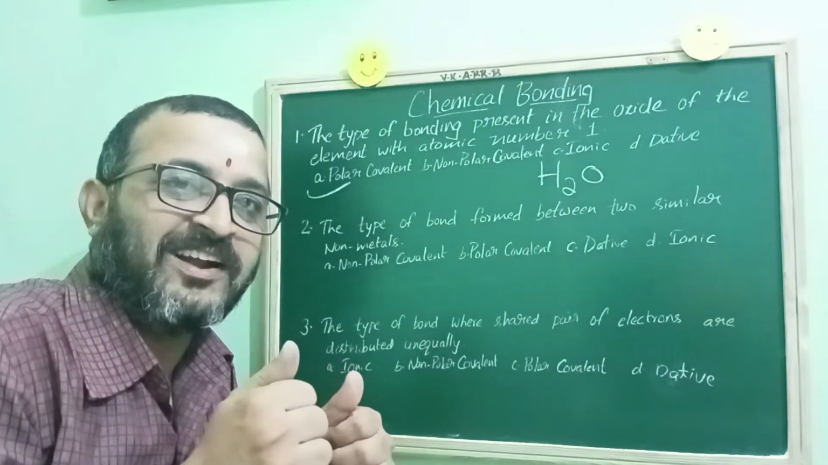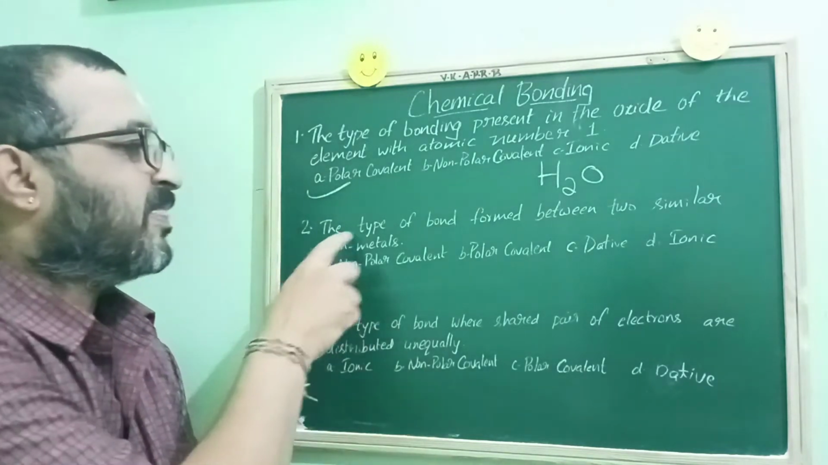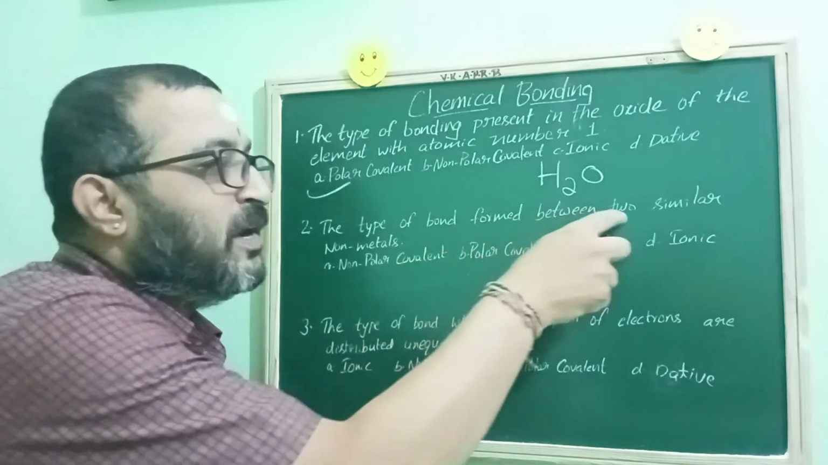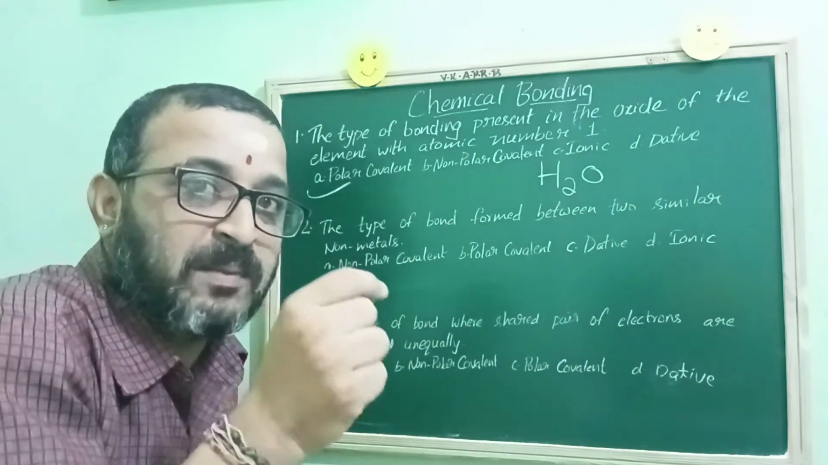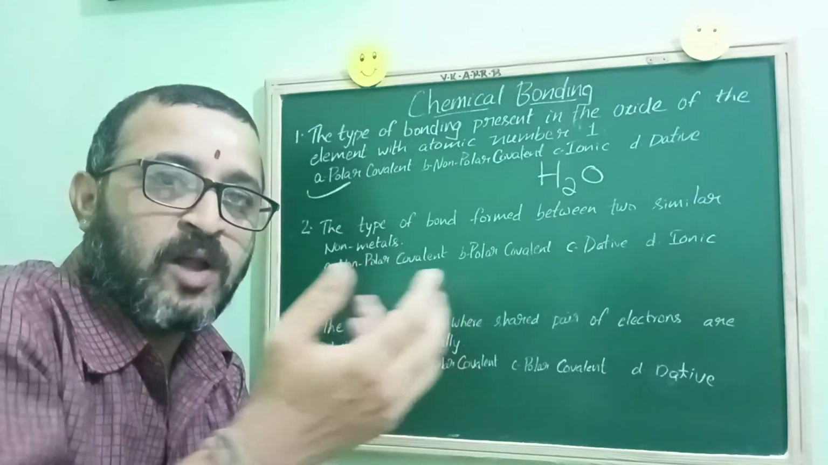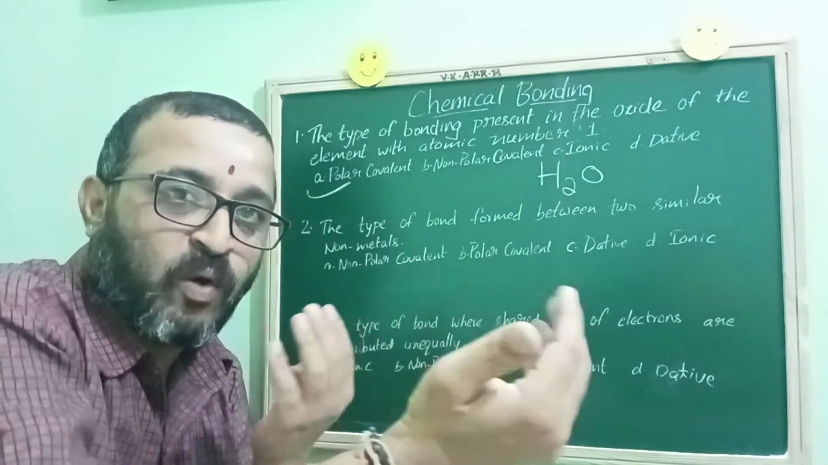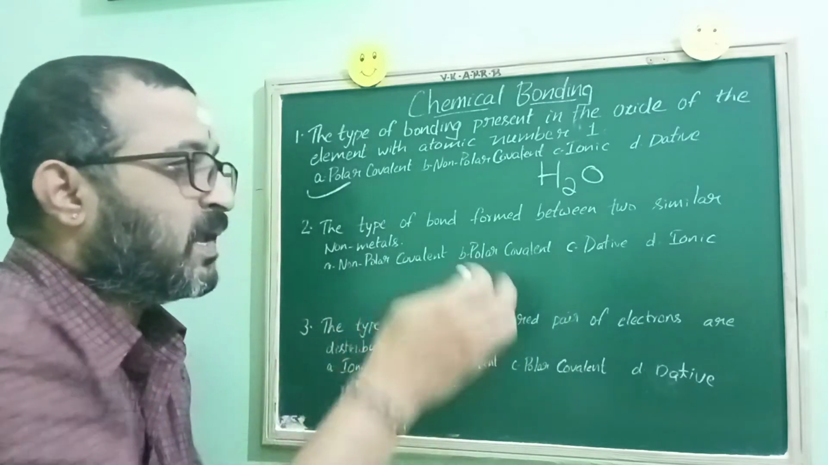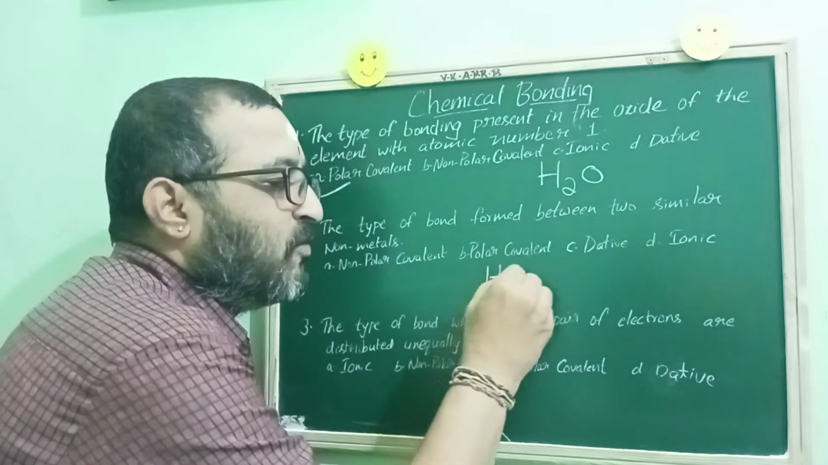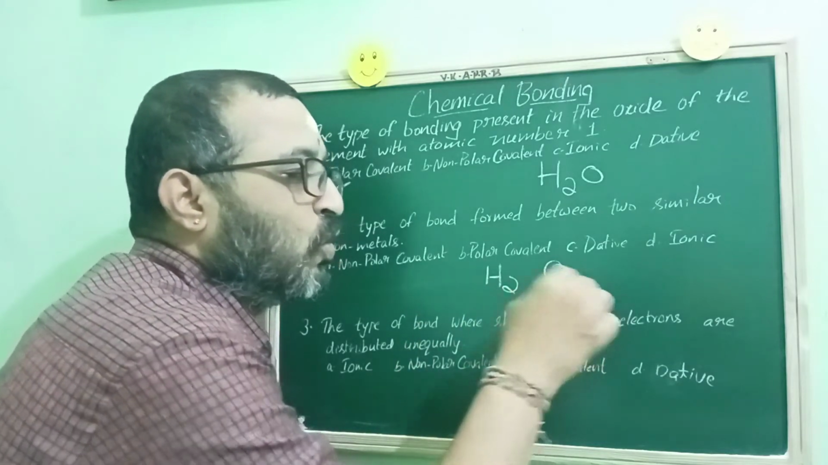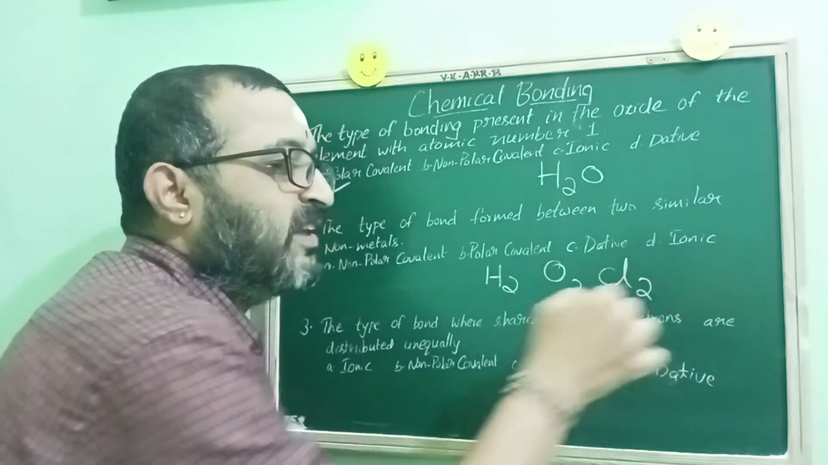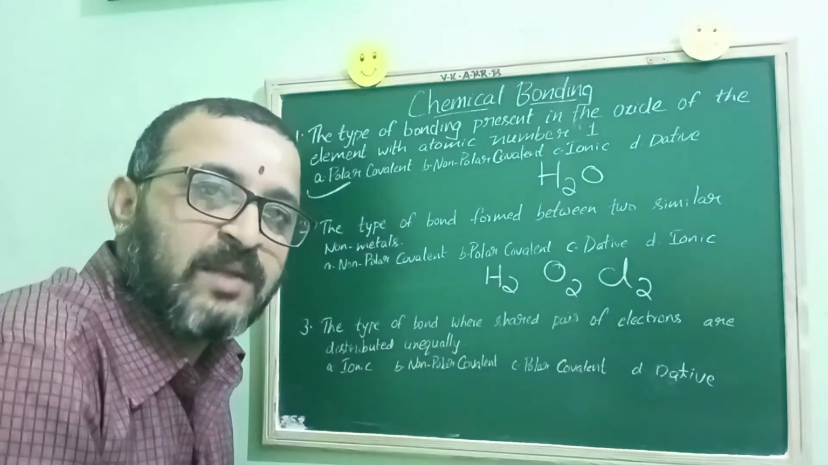Okay children, let us proceed with the next question. The type of bond formed between two similar nonmetals. Similar what children? Nonmetals. Children, we all know that nonmetals are going to attain stability by mutual what children? Sharing of electrons. But when both the nonmetals are similar, like for example H2, that is H and H, O2, O and O, Cl2, Cl and Cl, then what is the type of bond?